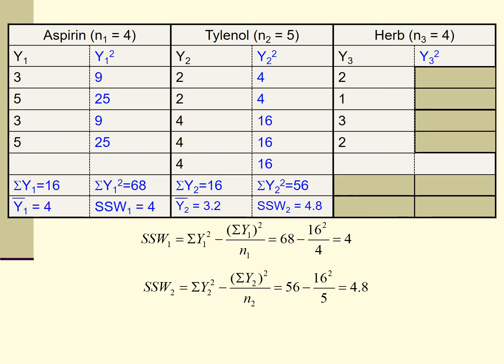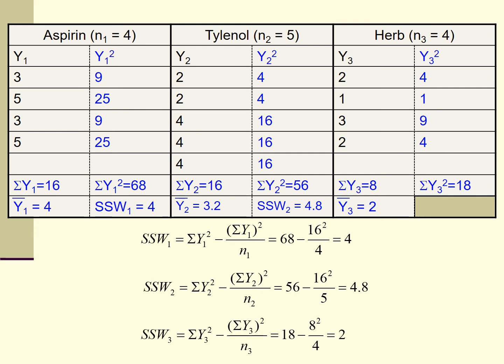We keep on with the herb group. So we add all the individual scores together, we have 8. We divide 8 by 4, we have 2, the mean score for the herb group. We square each individual score, so we have 4, 1, 9, 4. We add them together, we get 18. Then the formula is 18 minus 8 squared divided by 4. We have 2. So the sum of squares for the herb group is 2.